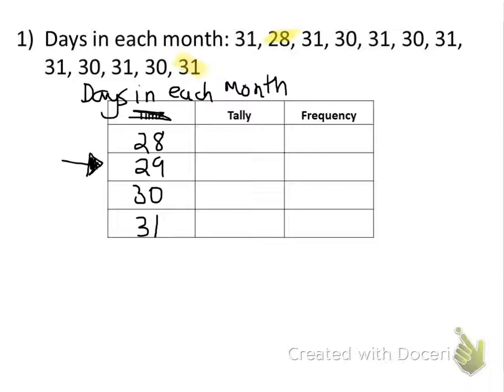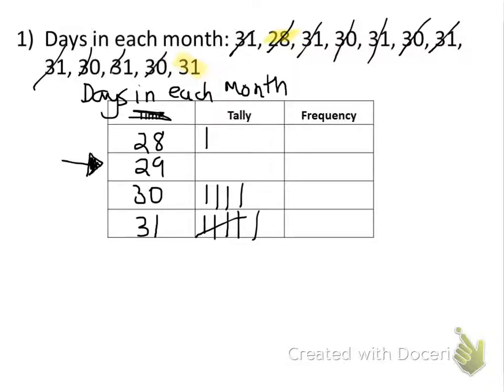Now step number 2, we are going to make a tally of each item. So 31, we'll cross it out and tally it down here, then 28, 31, 30, 31, 30, 31, 31, 30, 31, 30, 31.